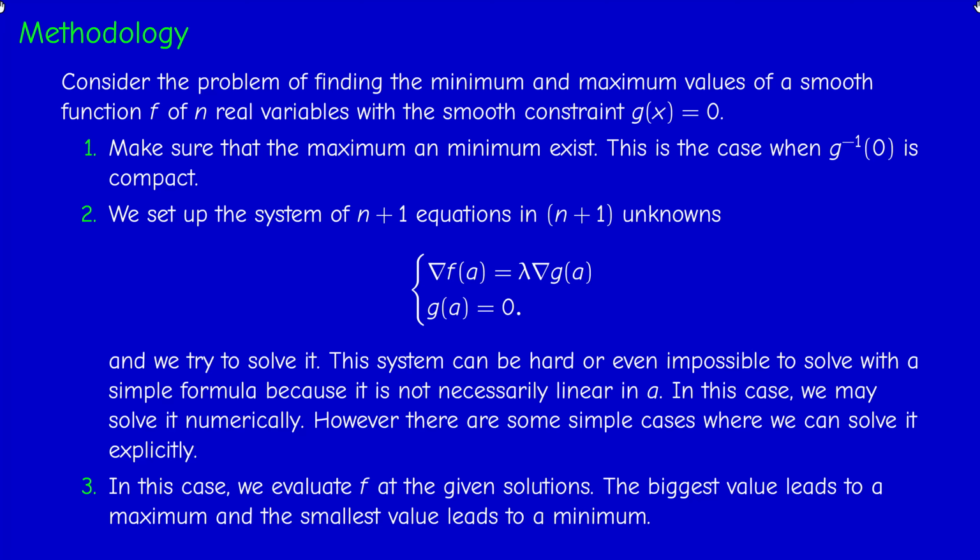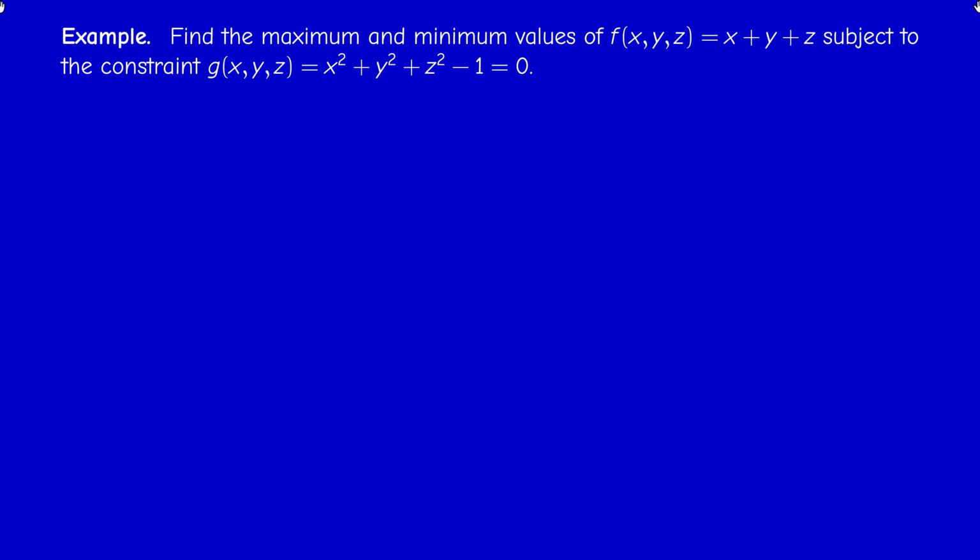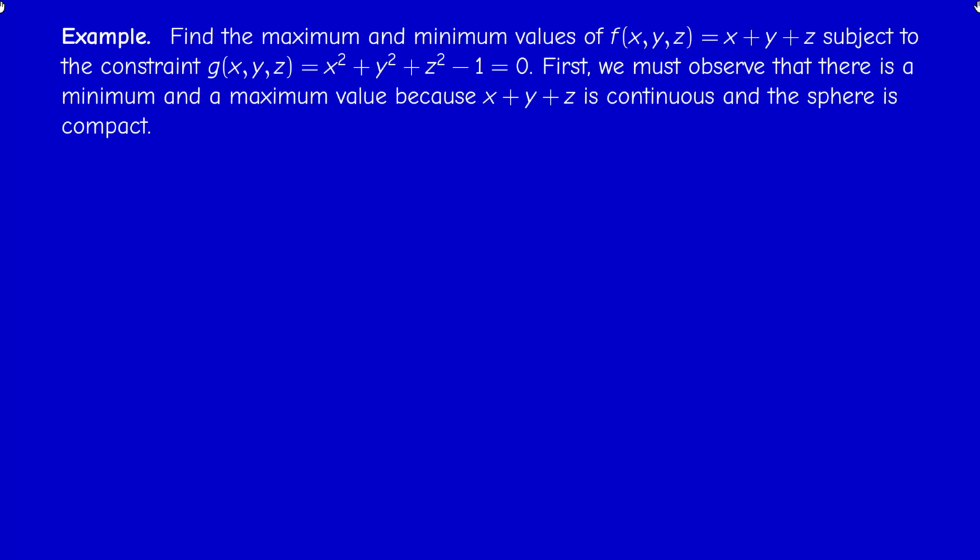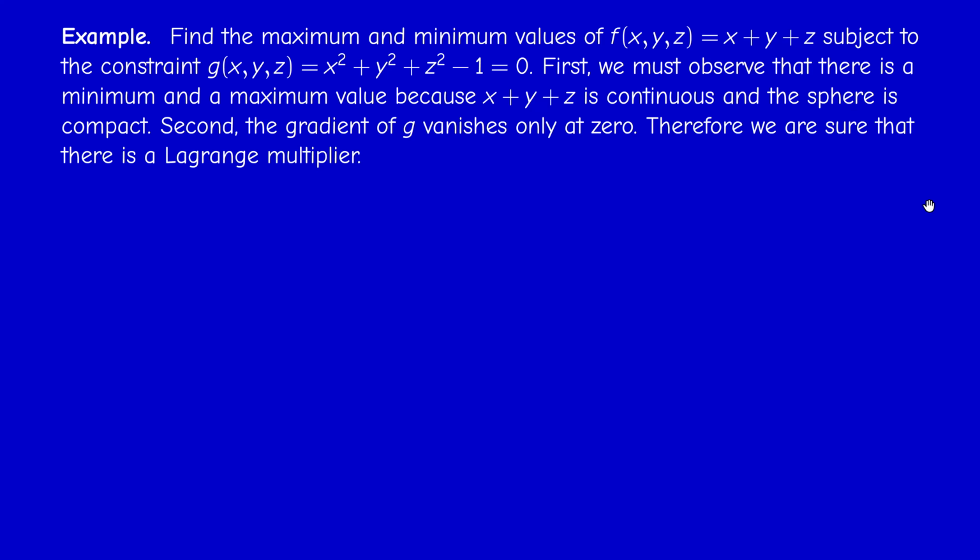So let me illustrate this on the starting problem: maximize x plus y plus z on the unit sphere. I know that there is a maximum and a minimum value because the function is continuous and the sphere is compact. And second, the gradient of g is just 2x, 2y, 2z, so it vanishes only at 0. But 0 is not on the sphere, so the gradient never vanishes on the sphere. Therefore, we know from the beginning that the Lagrange multiplier exists.